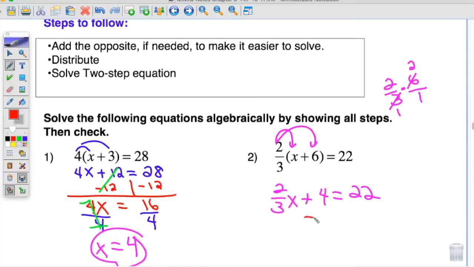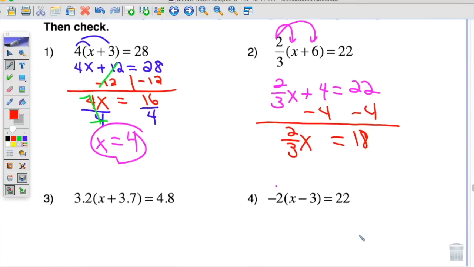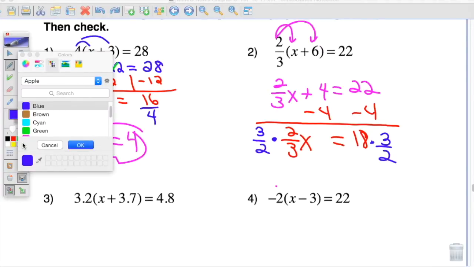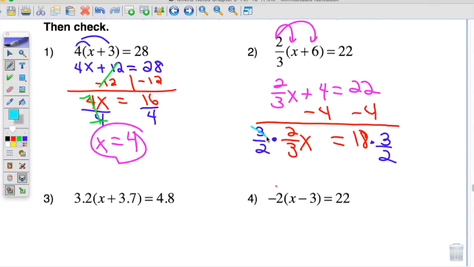Now we have to subtract 4 on both sides because we want to get the variable by itself. So we're left with 2/3 x equals 18. Now we have a fraction in front of the variable, so we want to multiply both sides by the reciprocal. We can cross-cancel everything on the left, and you're left with x equals, we can put the 18 over 1, and we can take out a 2 from the 18 and the 2, so you're left with 1 and 9. So 9 times 3 is 27.